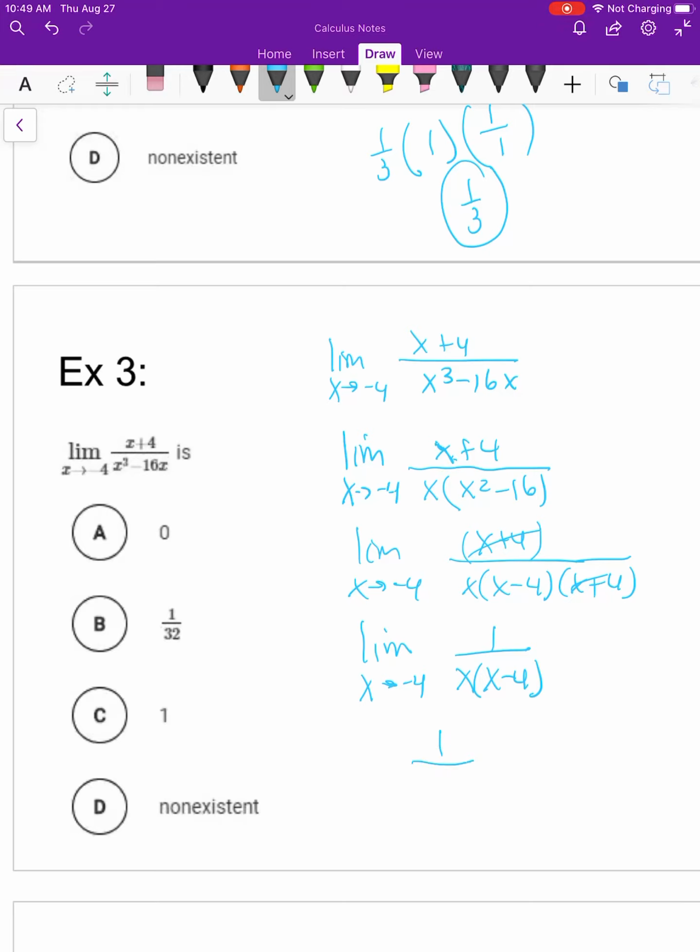Now you can use substitution. If I put my negative 4 in for x there, and I put a negative 4 in for x there, I end up with 1 over negative 4 times negative 8. I end up with 1/32.